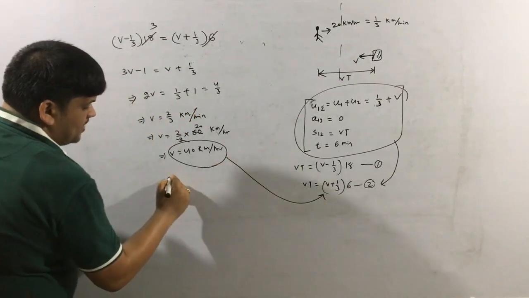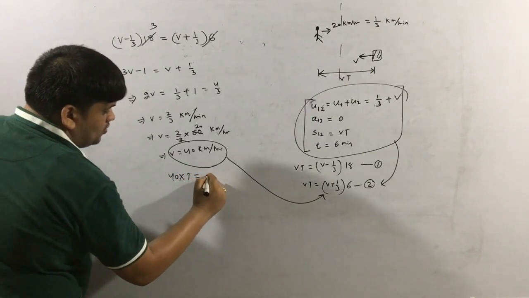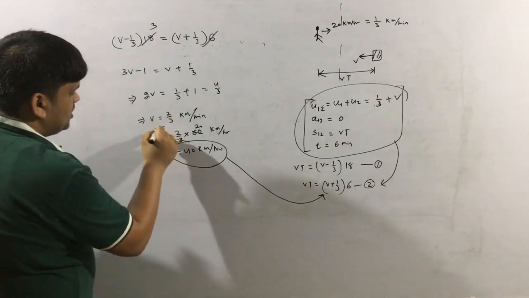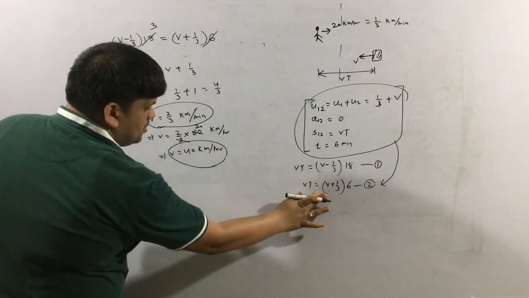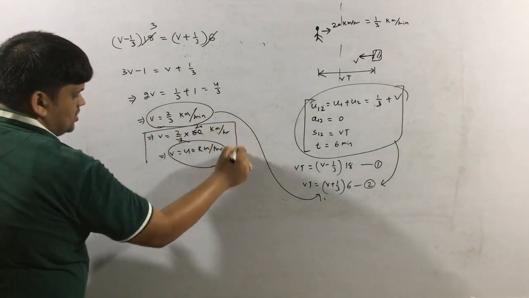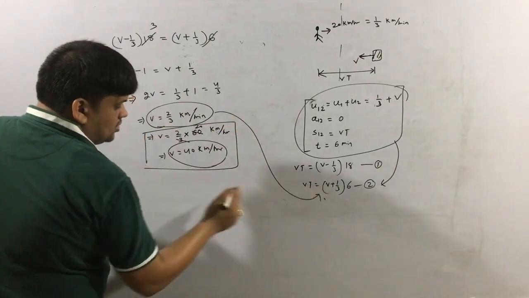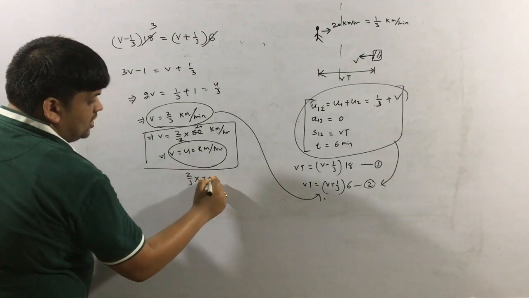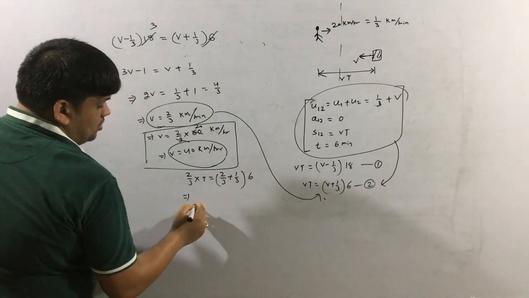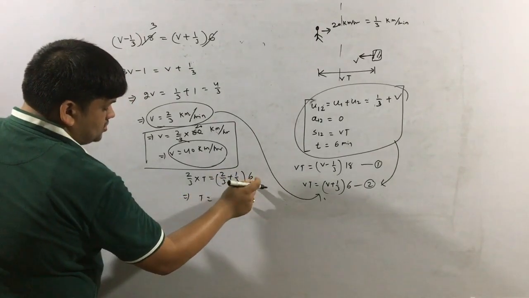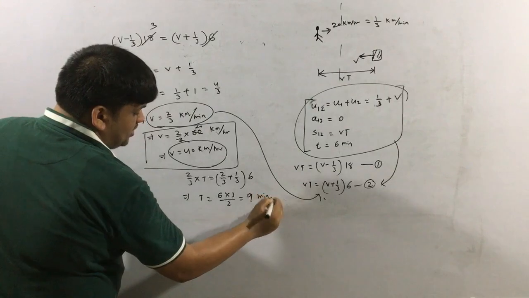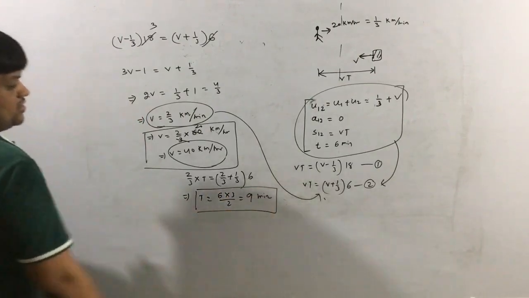Now if we put it there, you will get 40 into t equal to 40 plus... okay, not 40, you have to take this value, because we have taken this in unit of kilometer per minute. This is just for knowledge, that it is 40 kilometer per hour, but you have to put it here. So it will be 2 by 3 into t equal to 2 by 3 plus 1 by 3 into 6, or implies that this is 1, so it is 6, so it is 6 into 3 by 2, or equal to 9 minutes. Time we have taken in minute, so it is 9 minutes.